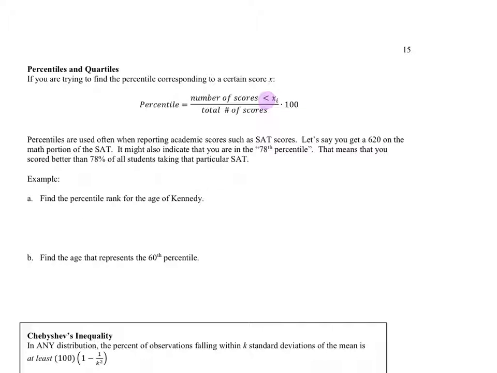Percentiles are often used when reporting academic scores such as SAT scores. Let's say you got a 620 on the math portion of the SAT. It might also indicate that you're in the 78th percentile. That means that you scored better than 78% of all students taking that particular SAT.